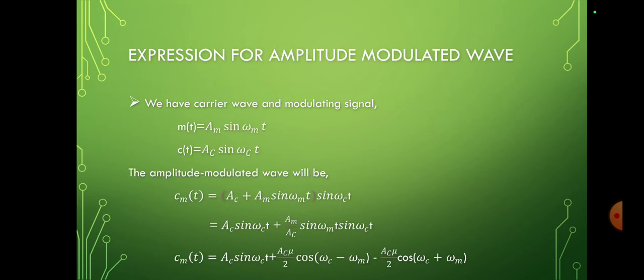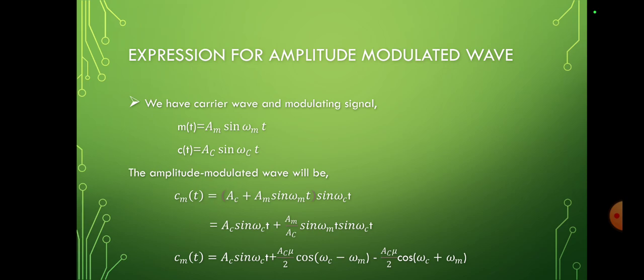Next is the expression for the amplitude modulated wave. We have the carrier wave and the modulating signal. M of t is equal to Am sin omega m t, and C of t is equal to Ac sin omega c t. Here M of t is the modulating signal and C of t is the carrier wave. Am and Ac are the amplitudes of the modulating signal and the carrier wave respectively.